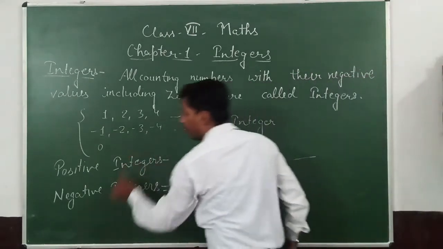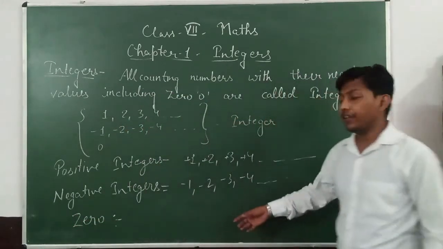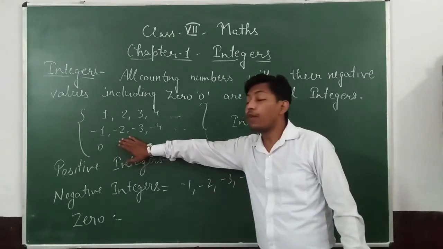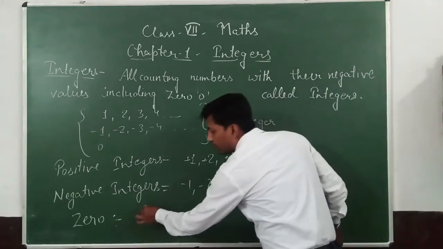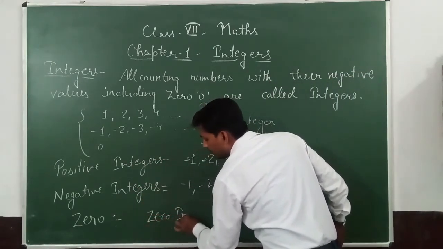Now 0. 0 is an integer which is neither positive nor negative. So we call it the zero integer.